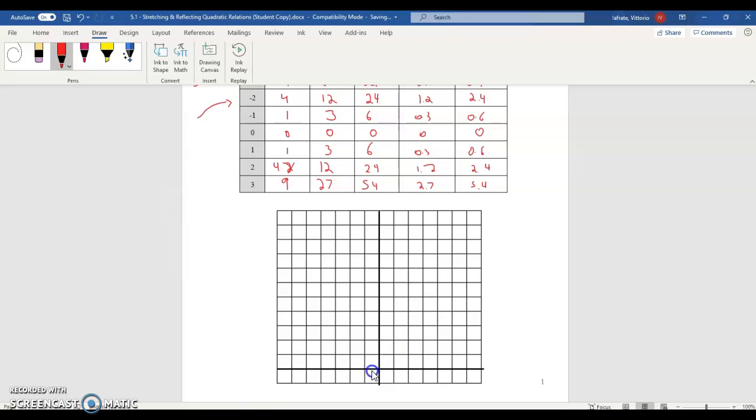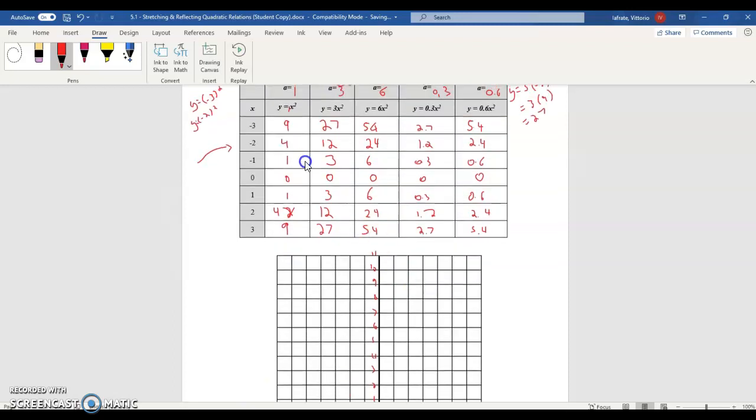So we'll start off just by going up with units of 1. So 1, 2, 3, 4, 5, 6, 7. And then same thing with the negative end, negative 1, negative 2, negative 3, negative 4, negative 5, negative 6, negative 7, and then 1, 2, 3, 4, 5, 6, 7, 8, 9, 10, 11.